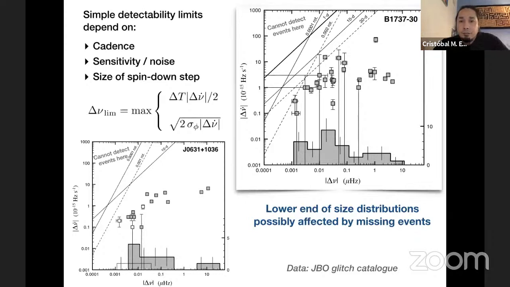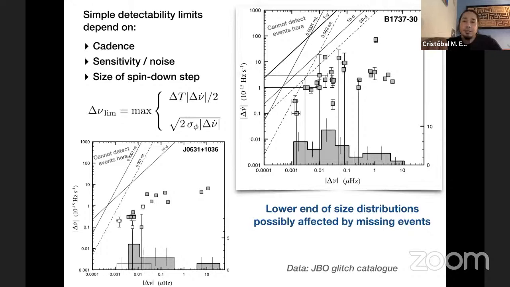In these plots, which seem a bit messy, I will explain. This is the jump in spin down rate on the vertical axis versus the jump in frequency for a glitch. This is actually one of the yellow pulsars that I showed you in the other slides. This one has a power law size distribution that you can see in the histogram on the bottom, and above, in the scatter plot, we can see the individual glitches. The horizontal lines plotted are detectability limits according to cadence or sensitivity, so anything above those lines cannot be detected.